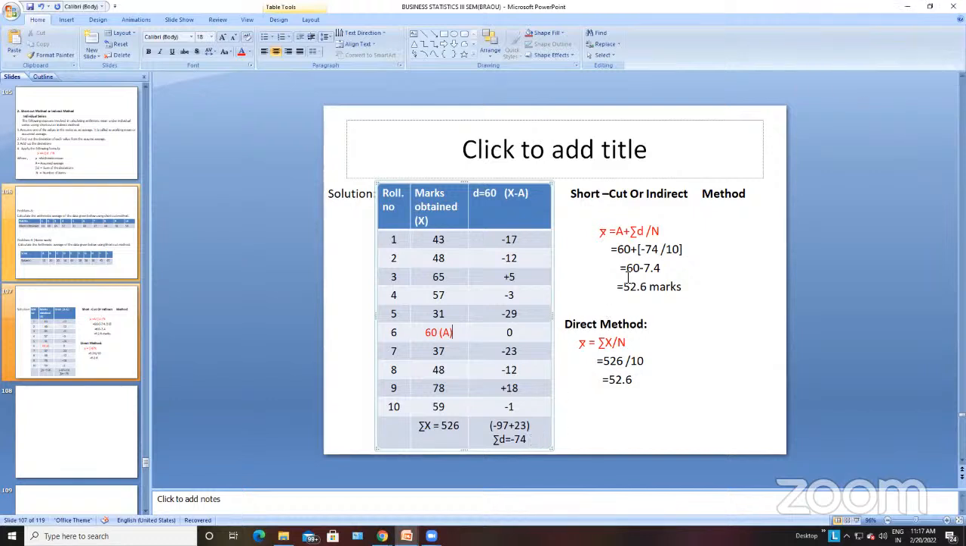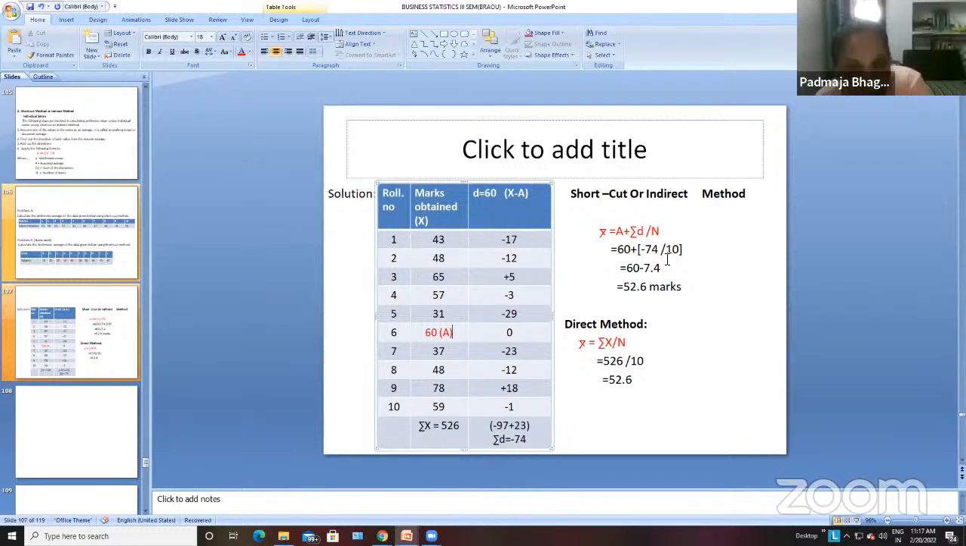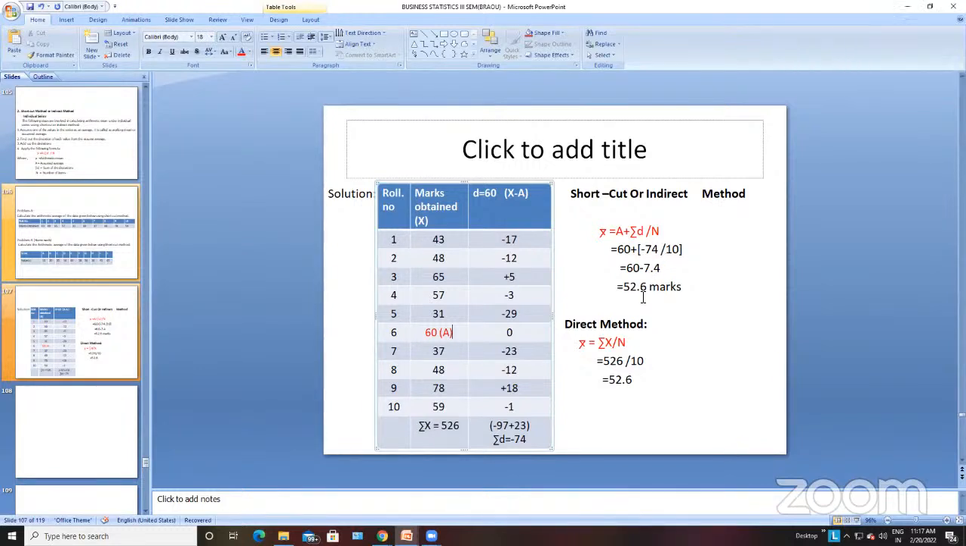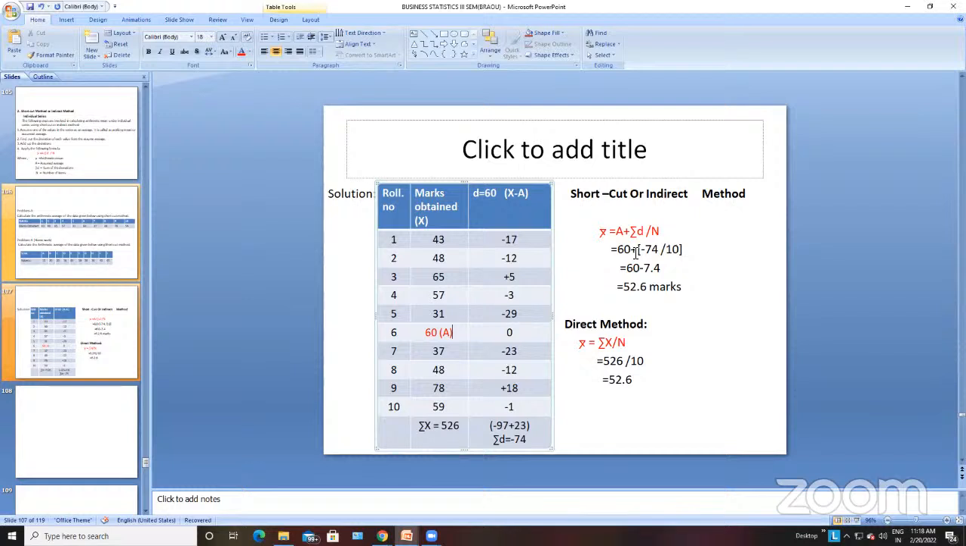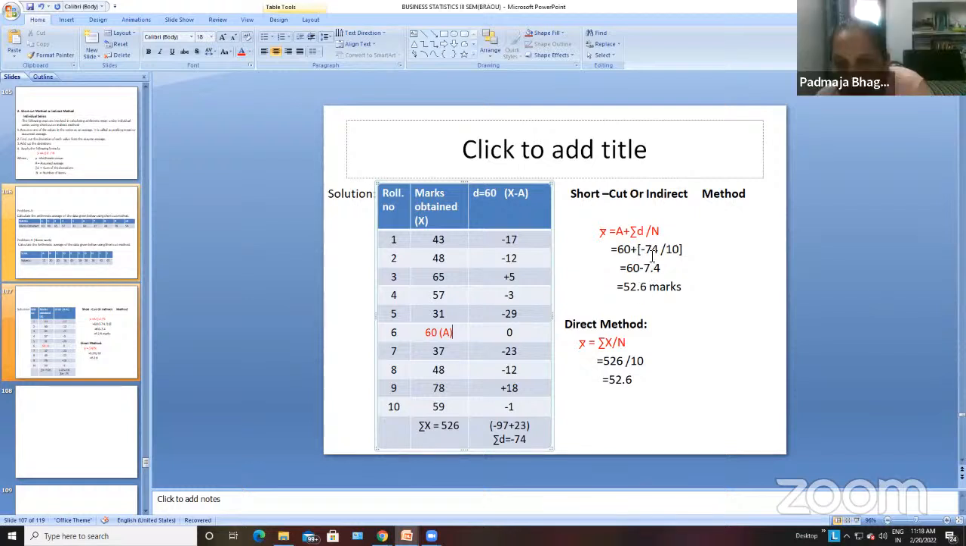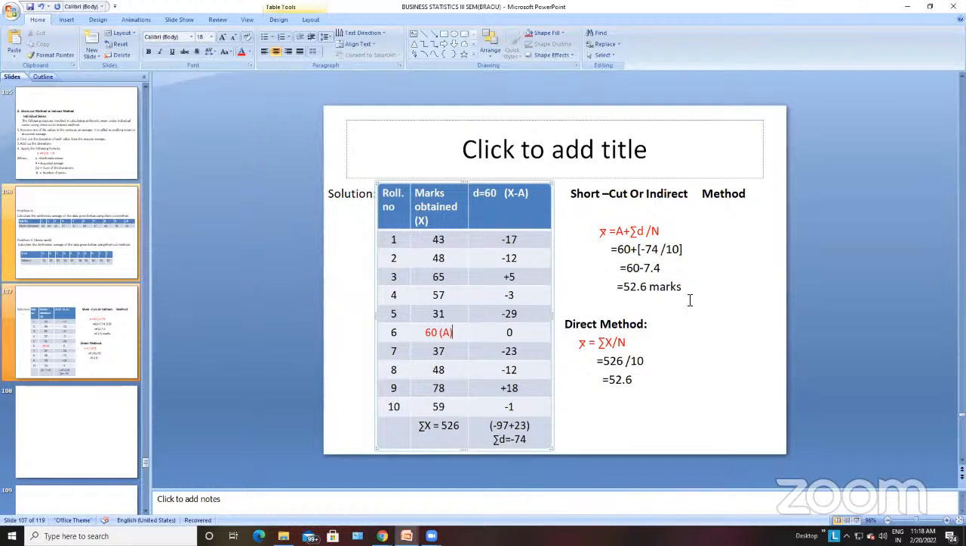Yes, ma'am. So here 74 divided by 10 is 7.4. So 60 minus... Then they ask, ma'am, here it is plus, you put minus. Here inside we have minus, right? Plus into minus is minus. So 74 divided by 10, it is 7, and the answer is 52.6, ma'am. So this is the answer.